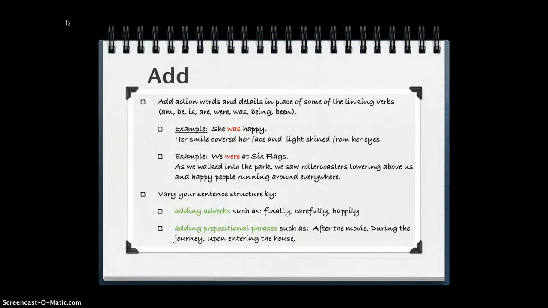Another example is we were at Six Flags. Instead of saying that, you may say something like, as we walked into the park, we saw roller coasters towering above us and happy people running around everywhere. The next thing you need to do to add is add different sentence structures by adding adverbs, for example, such as finally, carefully, happily. You may also add prepositional phrases to your sentences, such as after the movie, during the journey, upon entering the house.